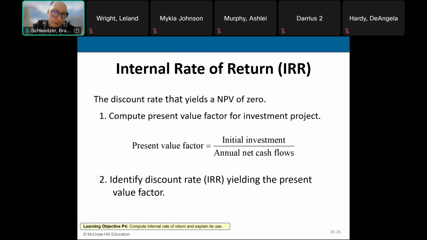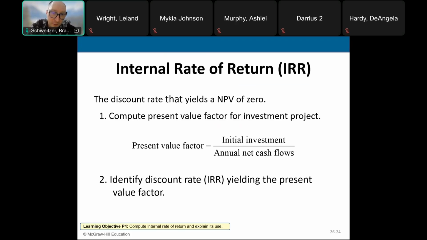The internal rate of return is looked at in a couple of different ways. It's a way of understanding the discount rate that yields a net present value above 0. Remember, we want the net present value to be above 0 at all costs. If it's below 0, we don't do the investment. It has to be above 0. So we're going to calculate the internal rate of return.